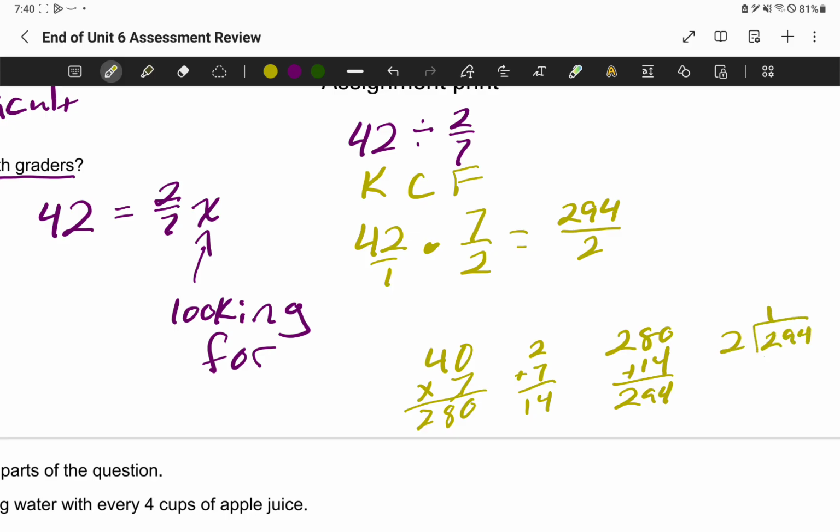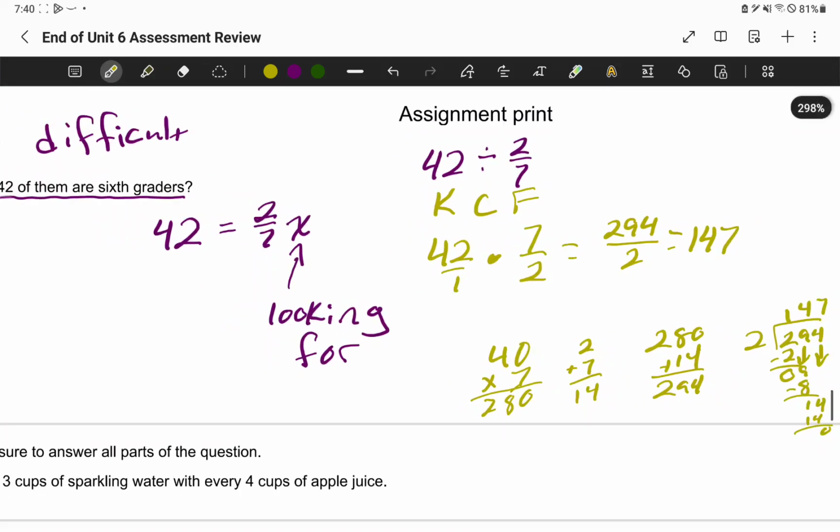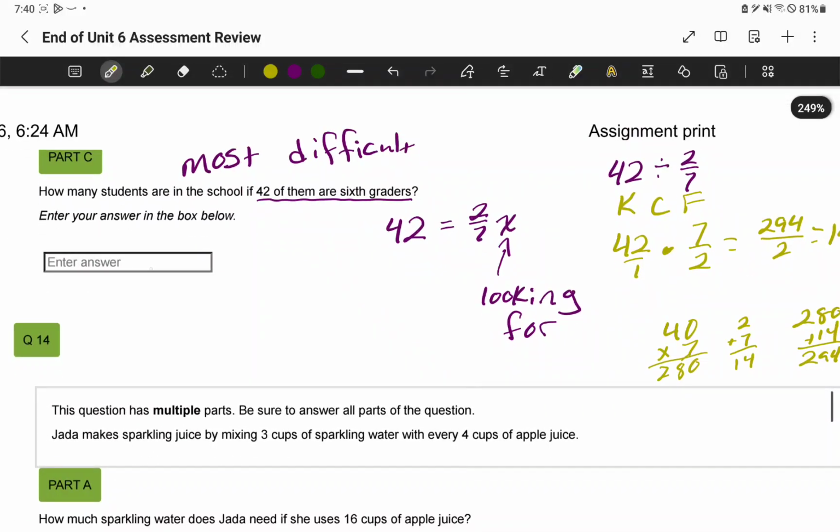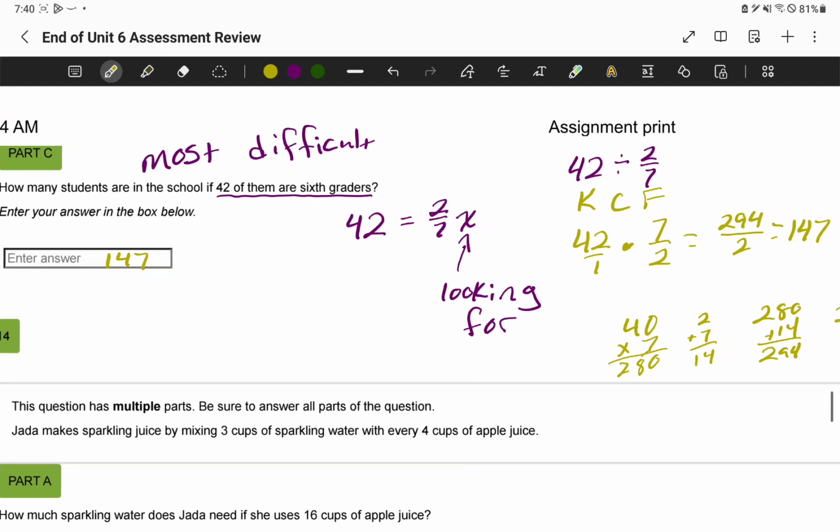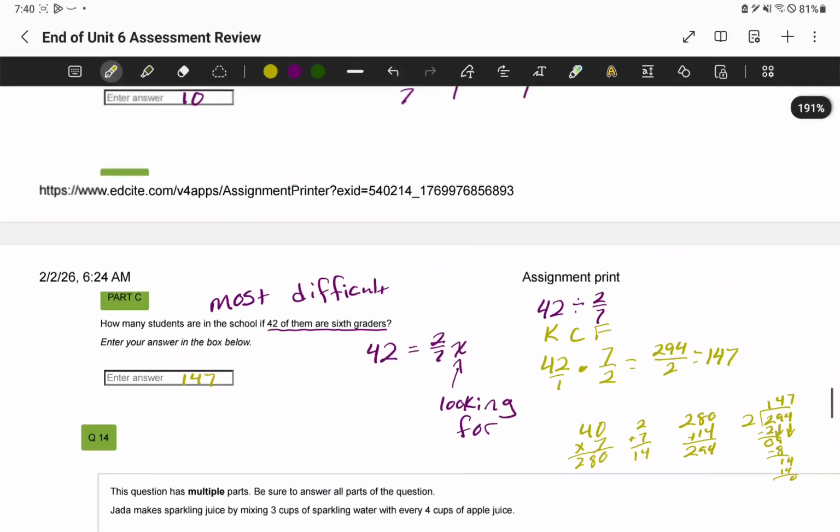Well, 2 goes into 2 once. Bring down the 9. 2 goes into 9 4 times, with 1 left over, bring down the 4. And 2 goes into 14 7 times. And so that's 147 students. And so there's 147 kids in the school. Still a small school, but it's bigger than the 35 kid school.